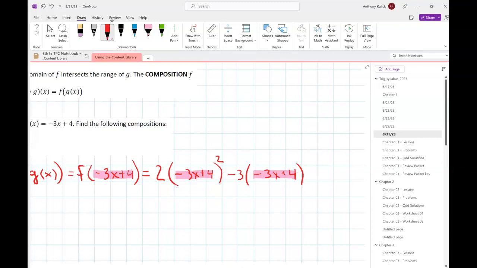Does everybody kind of see what happened there? Okay, at this point the composition is done, but there's a lot of simplifying left that we could do here, right? And we should simplify this to get to a simplest form answer. What would be the first thing I'd want to do when simplifying this? So I see multiplication, addition, subtraction, and exponents. What's the first thing I should do via the order of operations? The exponent, right? So how do I do negative 3x plus 4 squared?